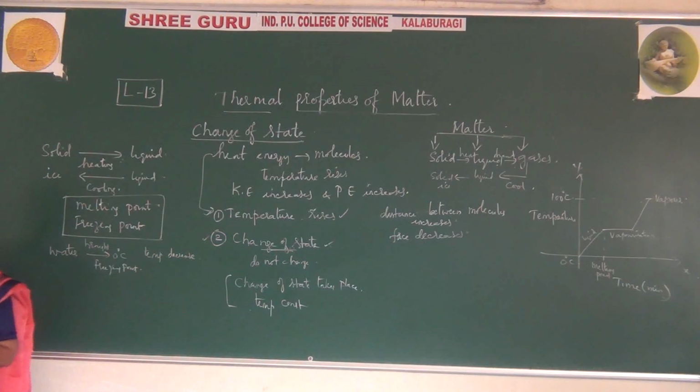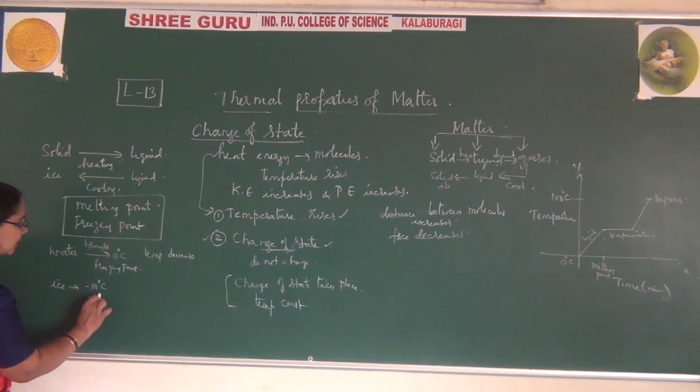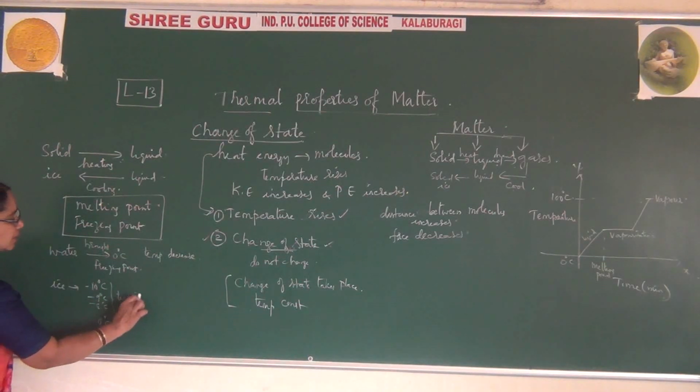Now the next point. If I take ice, let me say I have the solid substance ice. This ice is at -10 degrees centigrade. I am adding heat to it, so the temperature increases. What happens? It becomes -9 degrees centigrade. Again, it becomes -8 degrees centigrade. Again I continue, and it becomes 0 degrees centigrade. So here the temperature increases.